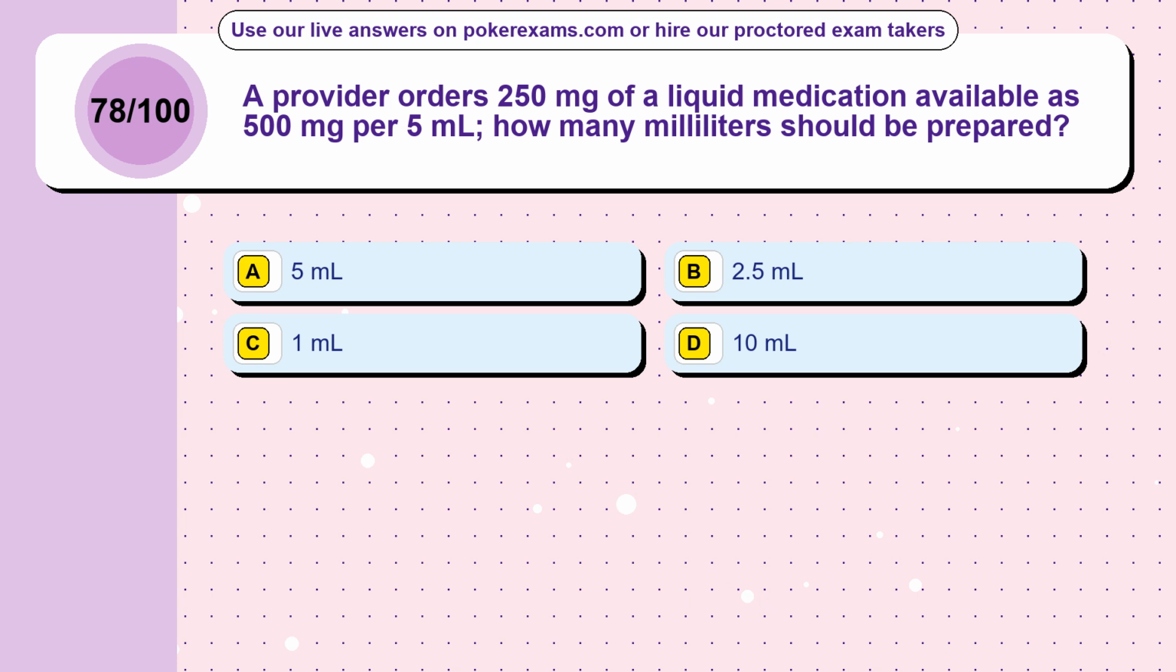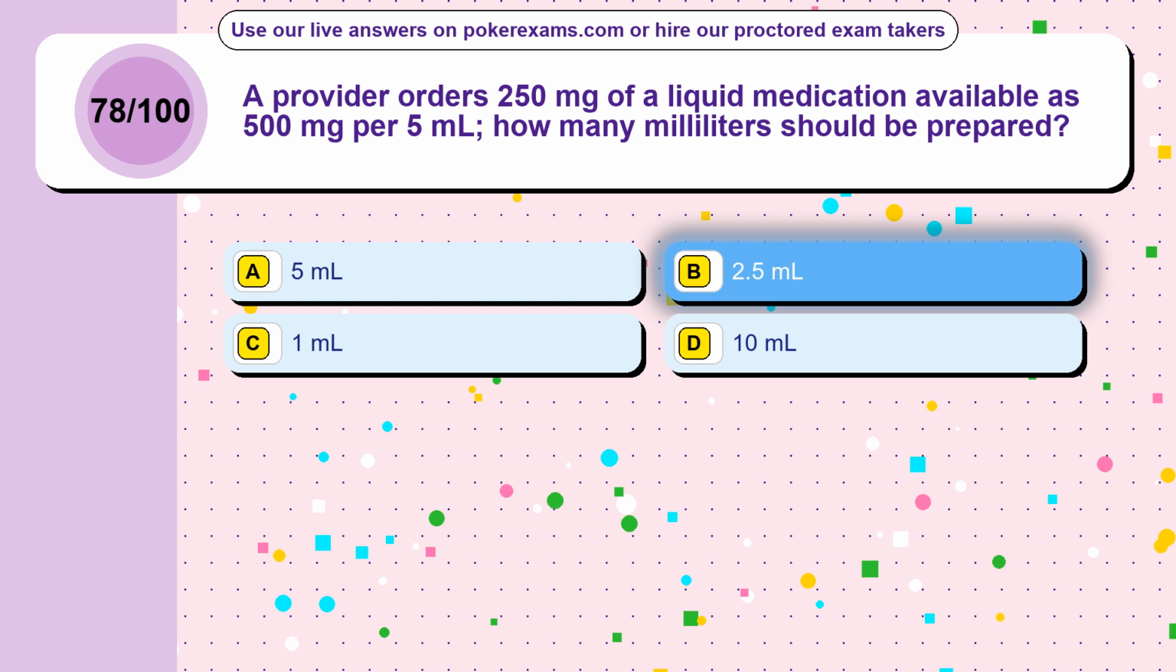Question 78. A provider orders 250 mg of a liquid medication available as 500 mg per 5 ml. How many milliliters should be prepared? Option A. 5 ml. Option B. 2.5 ml. Option C. 1 ml. Option D. 10 ml. The correct answer is option B.